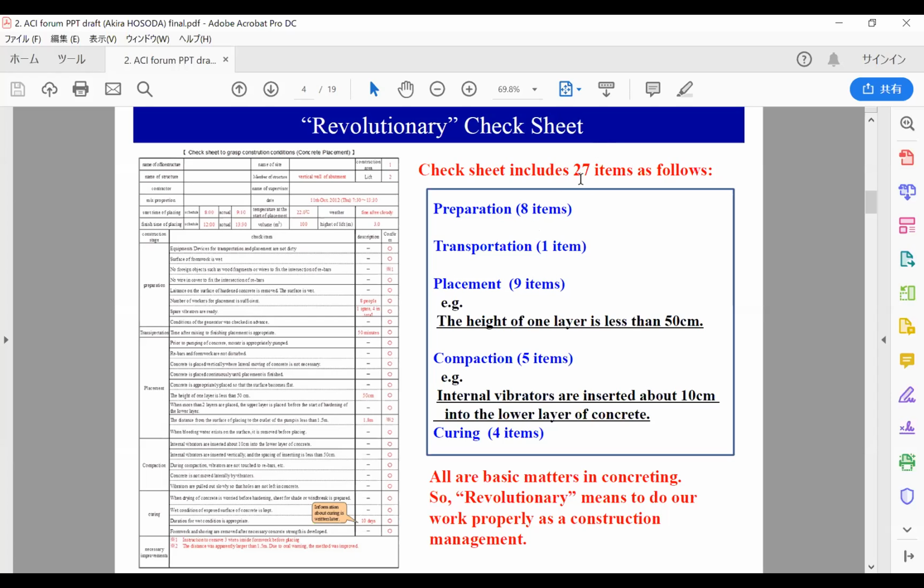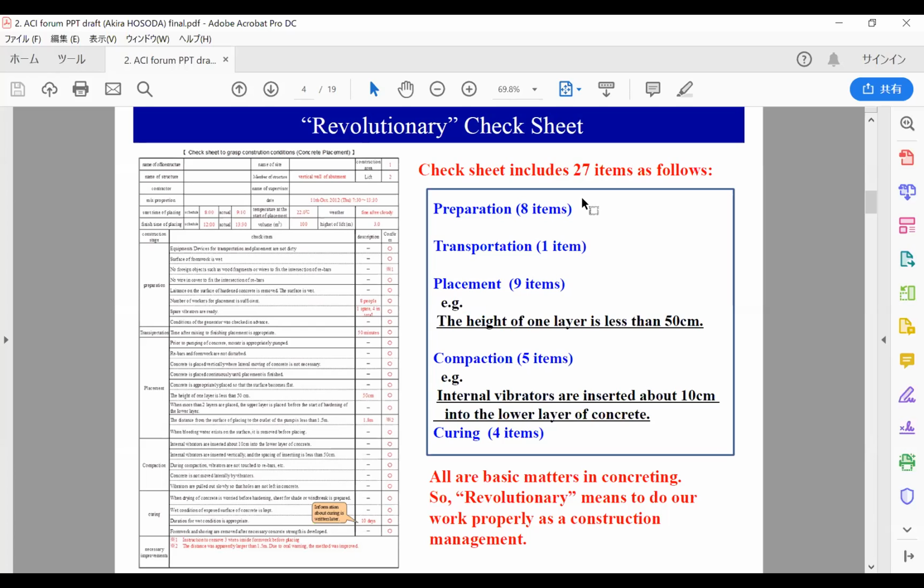8 among 27 items are related to preparation of concreting work. The 9 items are related to placing of fresh concrete. For example, it's specified in the national code that the height of one layer should be less than 50 centimeters. It's specified in the Japanese specification, but this kind of fundamental matters related to placing of concrete are included in this check sheet.